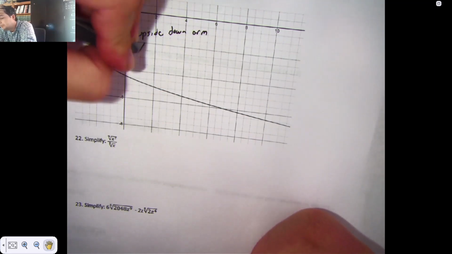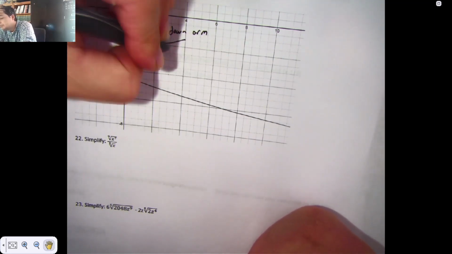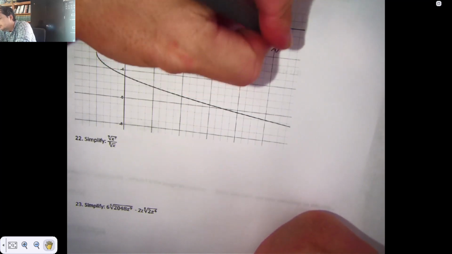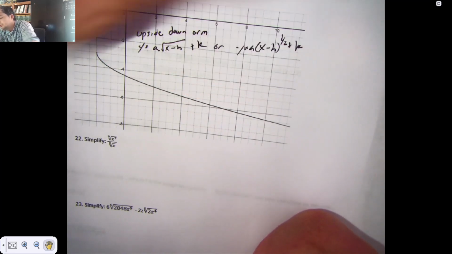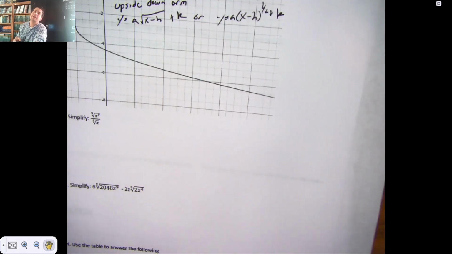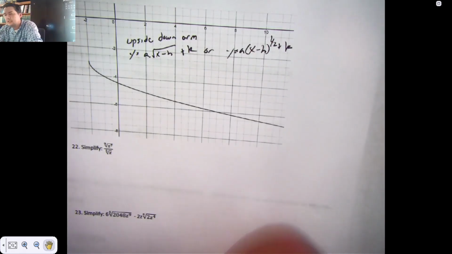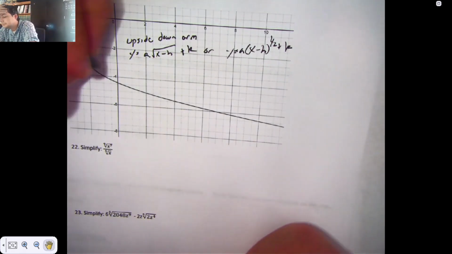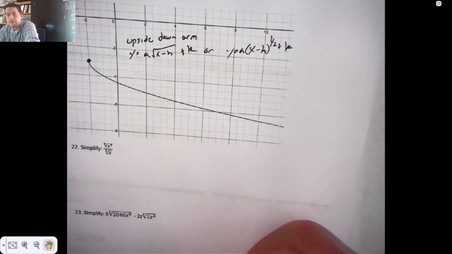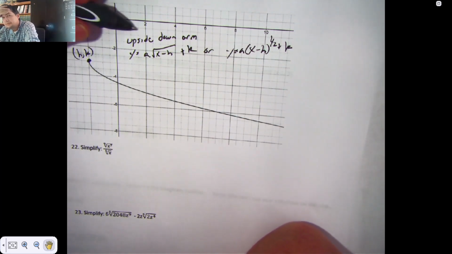So again, your form is y is a times the square root of x minus h plus k, or y is a times x minus h to the 1/2 plus k. You do you, okay? Understand they're equivalent. Arms don't have centers. They have a starting point. This is where you get h and k from. That's where they start.